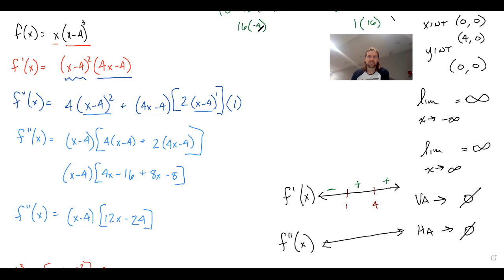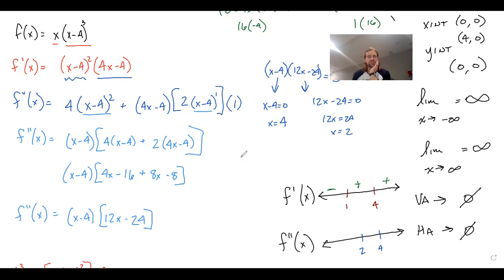Okay, so we have to do second derivative critical numbers. So when does (x minus 4) times (12x minus 24) equal 0? This is great, it's already factored. We just have to figure out when x minus 4 equals 0, which we've done already. That's when x equals 4. The other one we have to do is when does 12x minus 24 equal 0? And that's when 12x equals 24, and that's when x equals 2. So we have two critical numbers. One is at 4, and the other one is at 2.